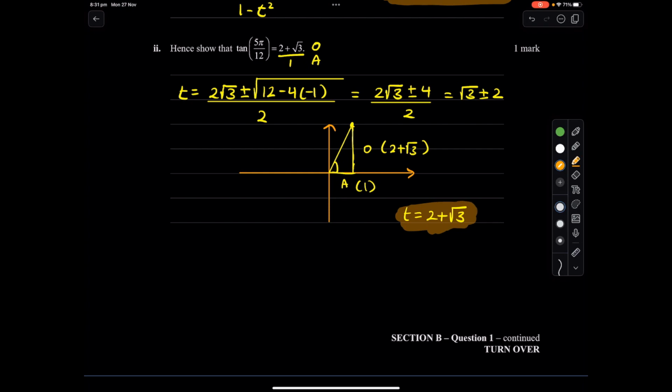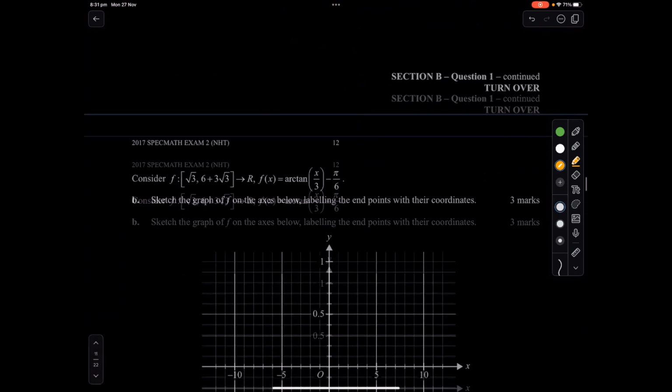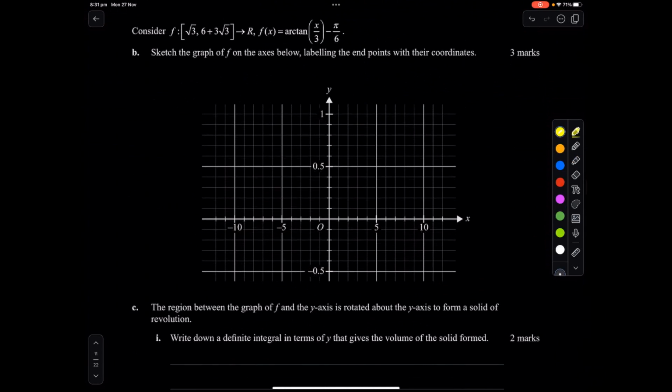Alright, I hope everyone understood that. Okay, let's go to this question. Part B: if x is between root 3 and this, and f of x is equal to this, sketch the graph of f on the axes below, labeling the endpoints with their coordinates. Alright, that's easy. So we'll just have to sketch it.